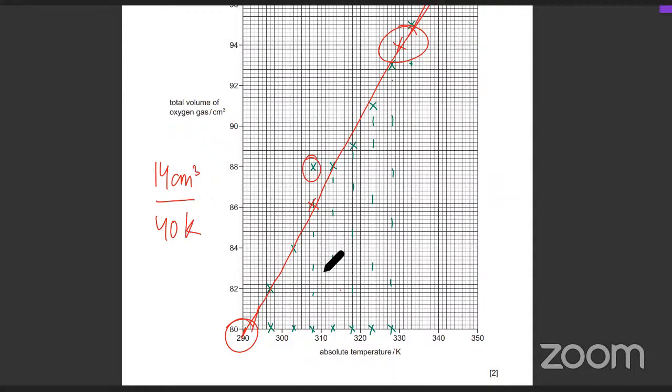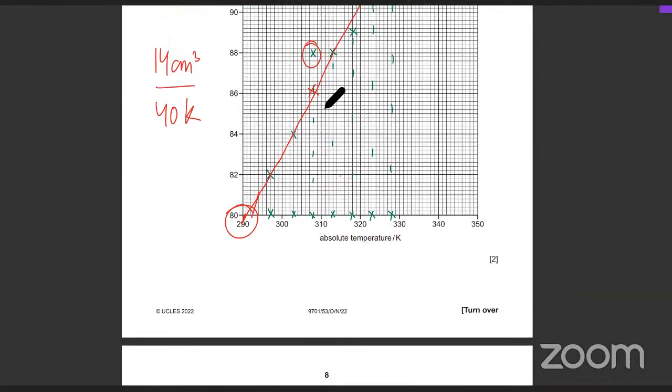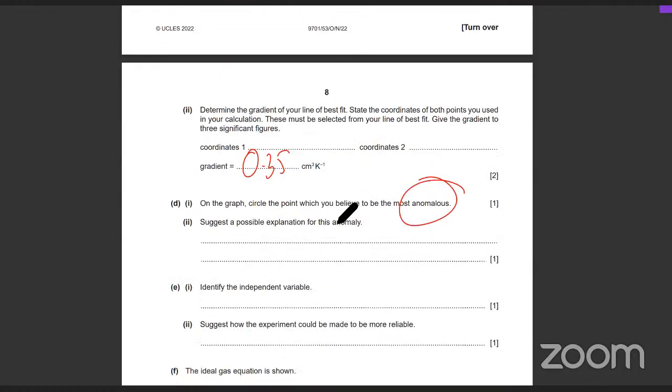Okay, so both things are possible. Maybe the volume of gas was measured incorrectly, or the actual temperature was higher than the recorded one, but it would probably be somewhere close to the line. So the actual temperature of the reading was probably higher and was measured incorrectly.